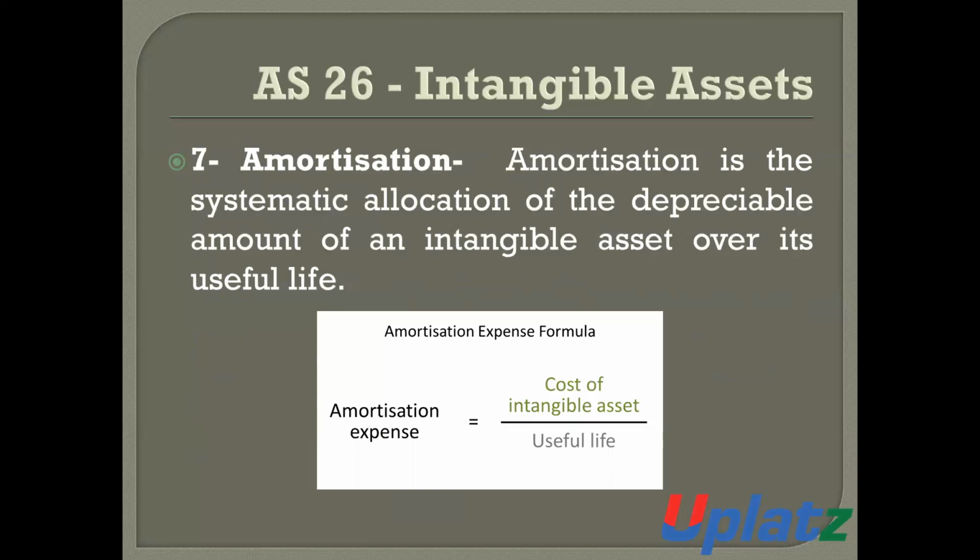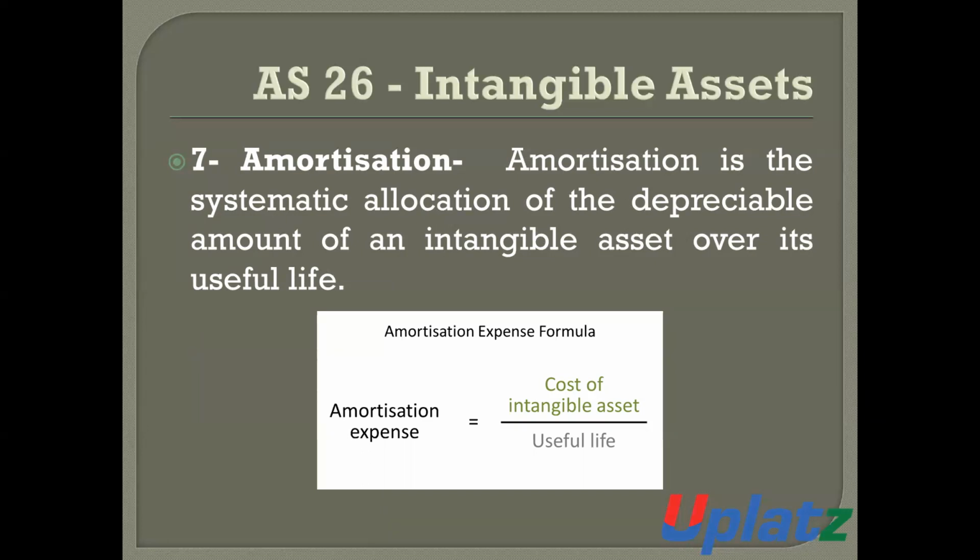What is the meaning of amortization? Amortization is the systematic allocation of the depreciable amount of an intangible asset over its useful life. Amortization expense is equal to the cost of the intangible asset divided by its useful life. By this formula, we calculate the amount of amortization expense.